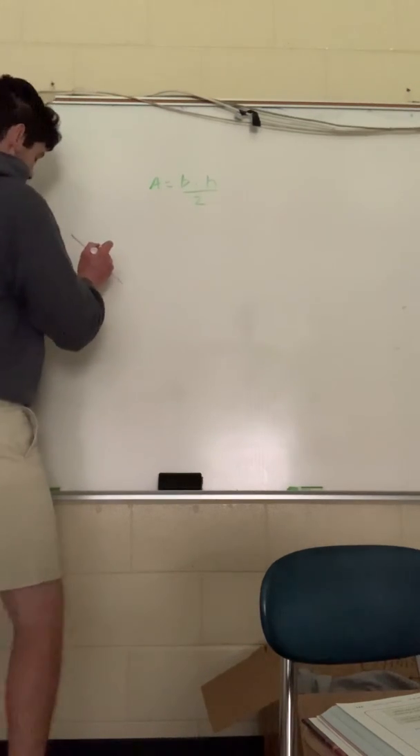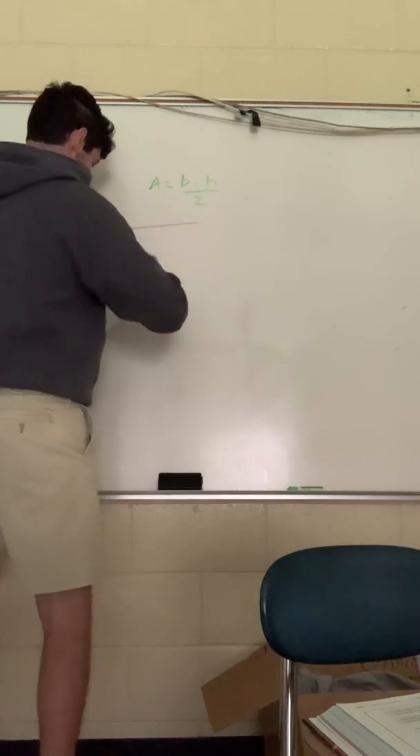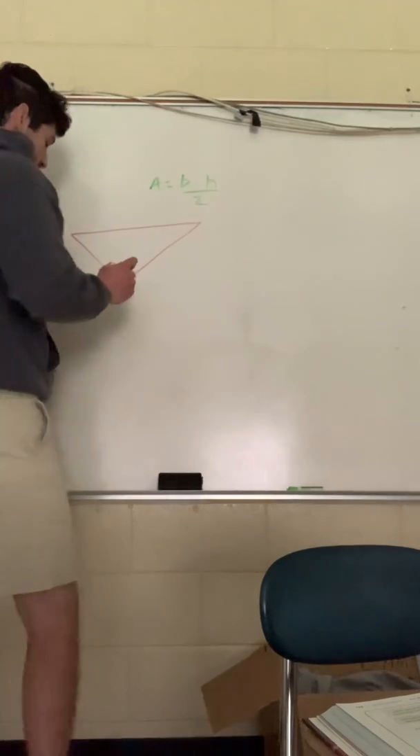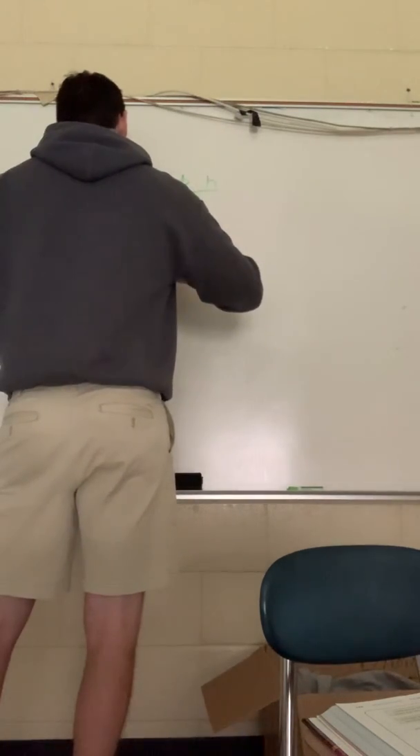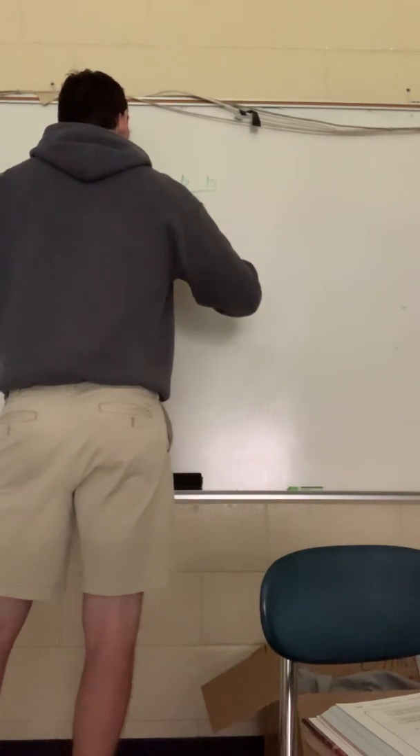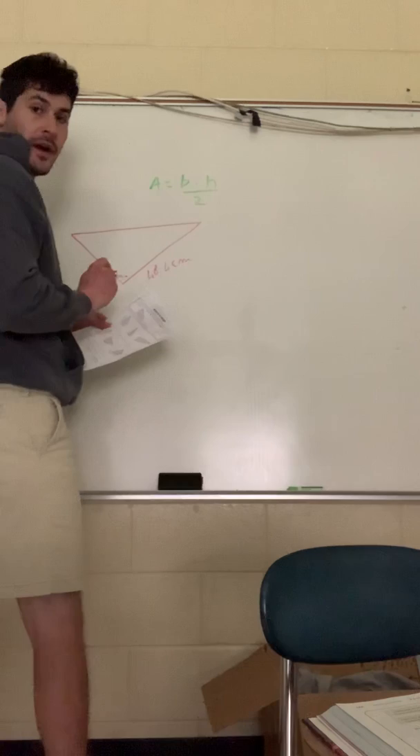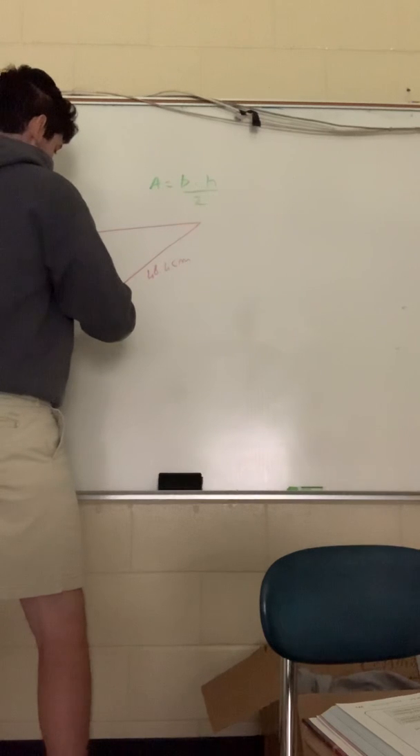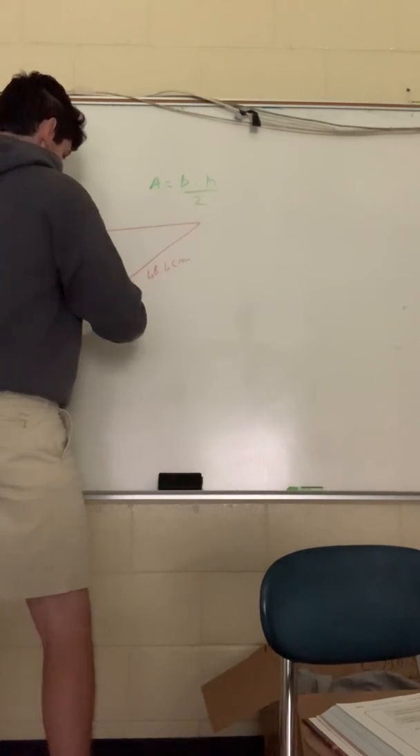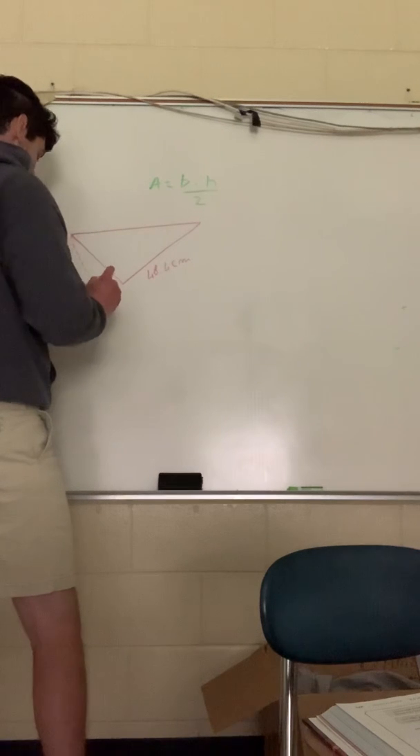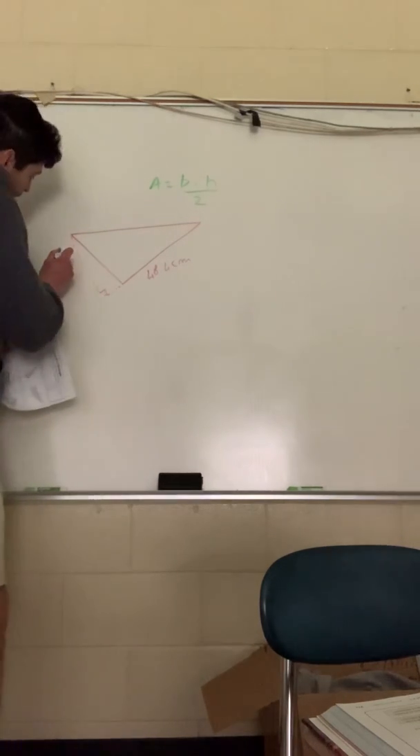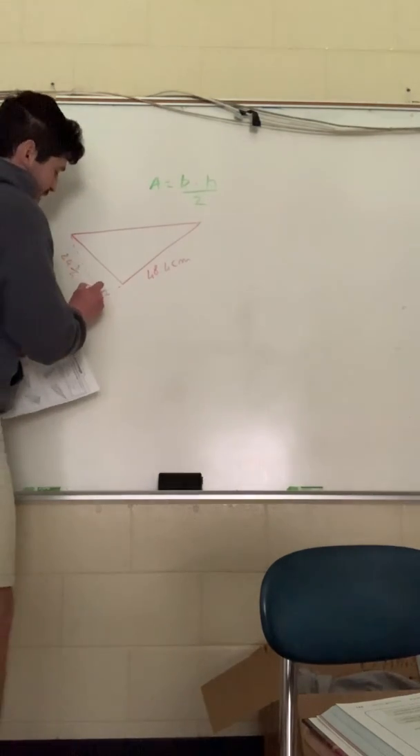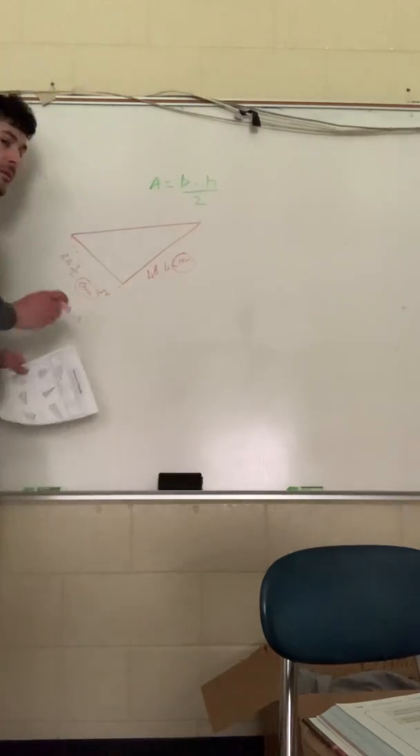I'm gonna draw another triangle here. So, I've got 48.5 centimeters. Then I've got my height, which is 24.75 centimeters. So this time I've got the same units. I don't need to convert anything.